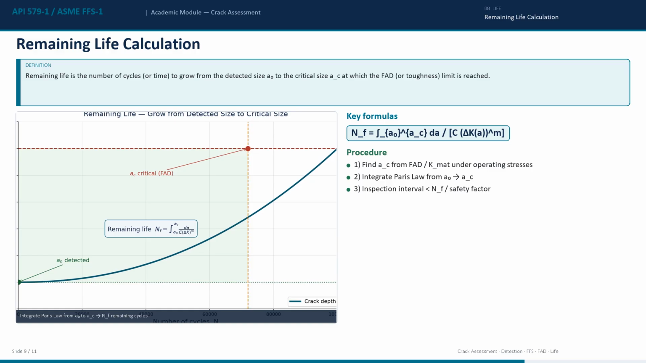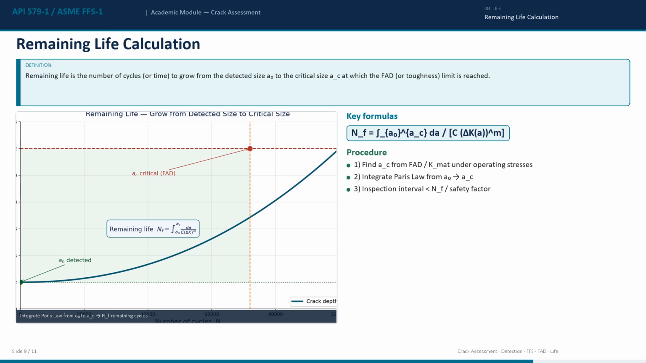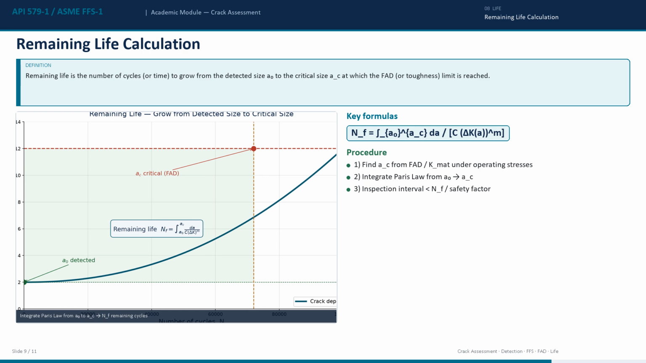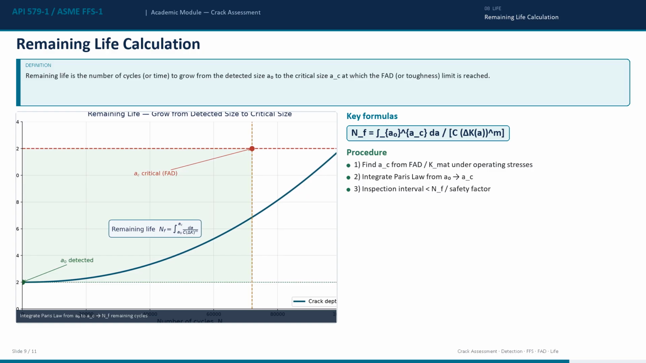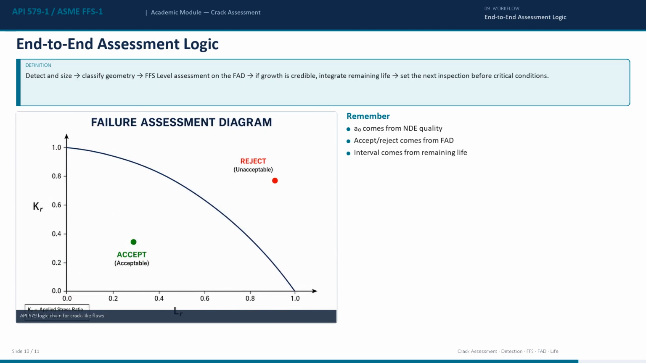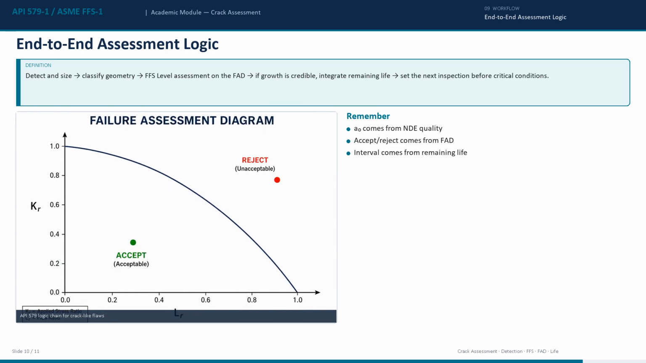Remaining life is then an integration problem. You find the critical size, the depth where the assessment point reaches the FAD limit under operating stresses. Then you integrate growth from the detected size up to that critical size. That integral gives remaining cycles, or remaining life. In practice, we set the next inspection interval shorter than remaining life divided by a safety factor, so the next exam happens before the flaw can become critical.